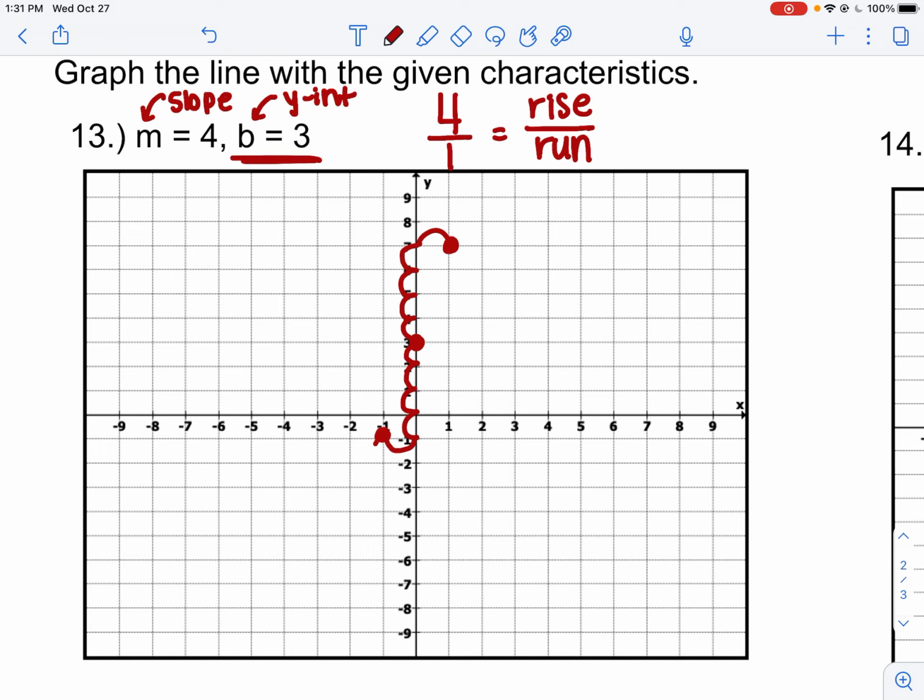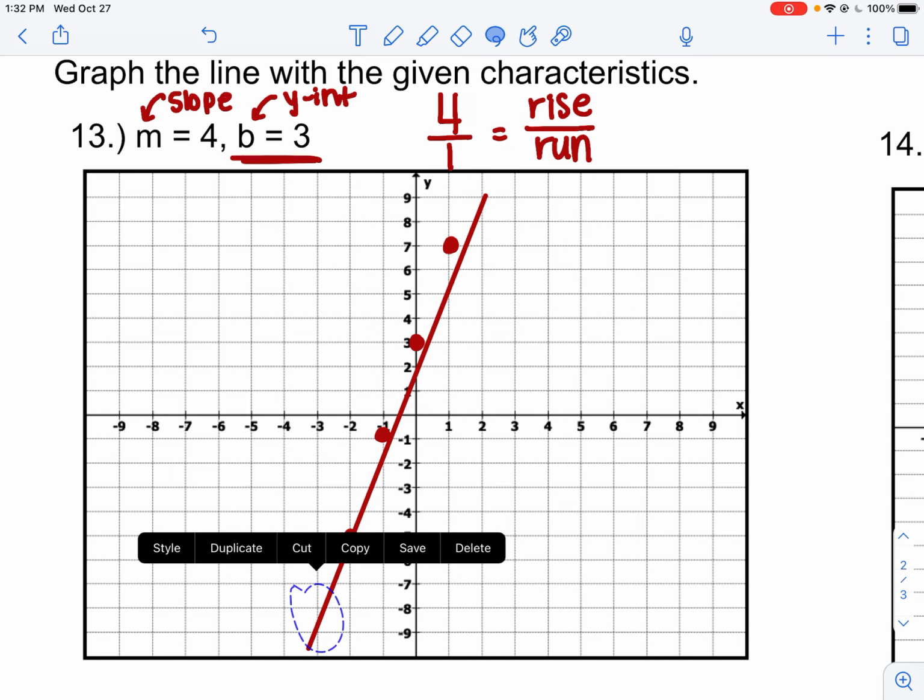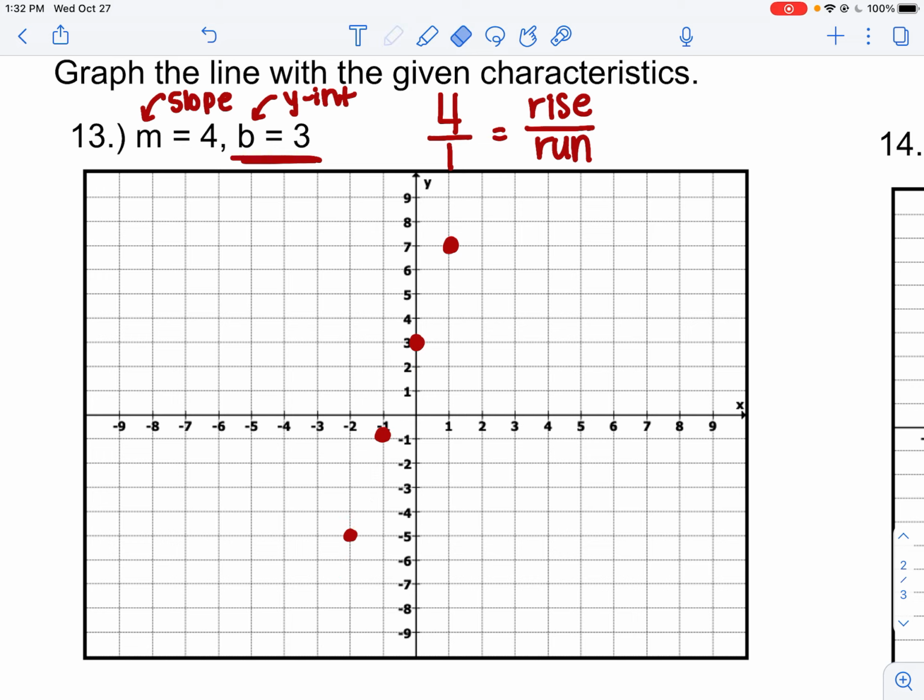And then we can do one more. So 1, 2, 3, 4, moving to the left once. So our next point would be right there. And if you erase all of your loops, our nice little line should look like that. And let me make the line a little bit better. All right, there we go. So that would be our line.